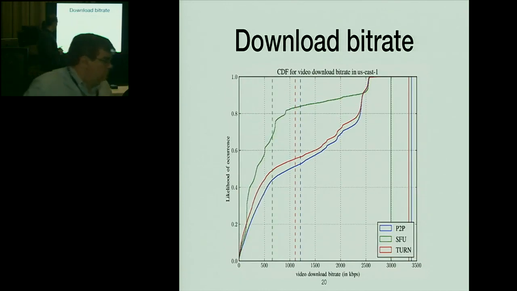We can see the same picture here, but this is for the download bitrate. Very similar behavior for the direct connect calls and the TURN relayed calls, and much lower performance on the SFU relayed calls, because, as we mentioned earlier, if a participant is streaming 1.1 megabit per second, the receiver is not going to get 1.1 megabit. It's going to get much less, depending on the layout. So this is how this lower performance can be explained.